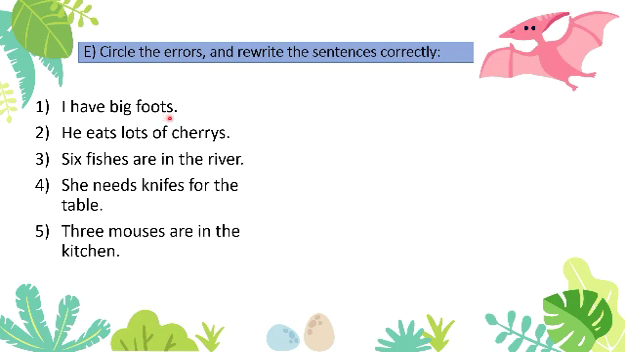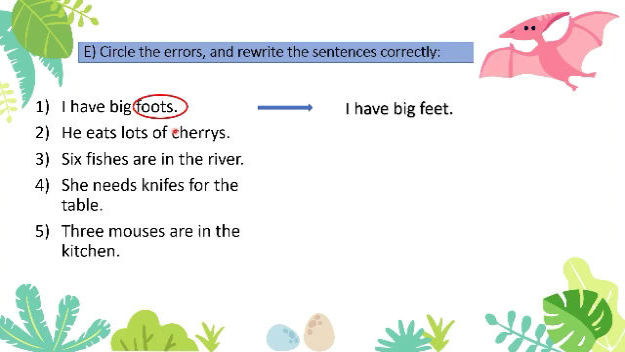So now students, can you tell me which word is wrongly mentioned in this sentence? Yes, this foots. This foots is wrongly mentioned because there is no word called foots. Foot will become feet. Okay, so foot becomes feet. When we talk about foot in plural, it becomes feet. So we will rewrite the sentence correctly. I have big feet.